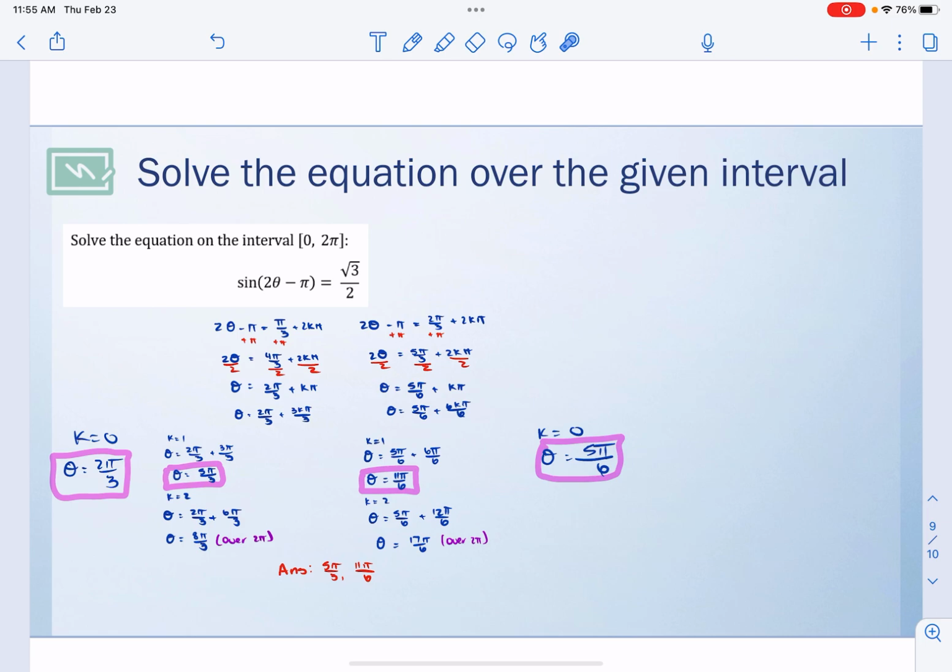But if I go to k is equal to 2, that's going to be over. So my solutions are going to be 2 pi over 3, 5 pi over 3, 11 pi over 6, and 5 pi over 6. Make sure to continue practicing. The more you practice, the better you're going to get at it.